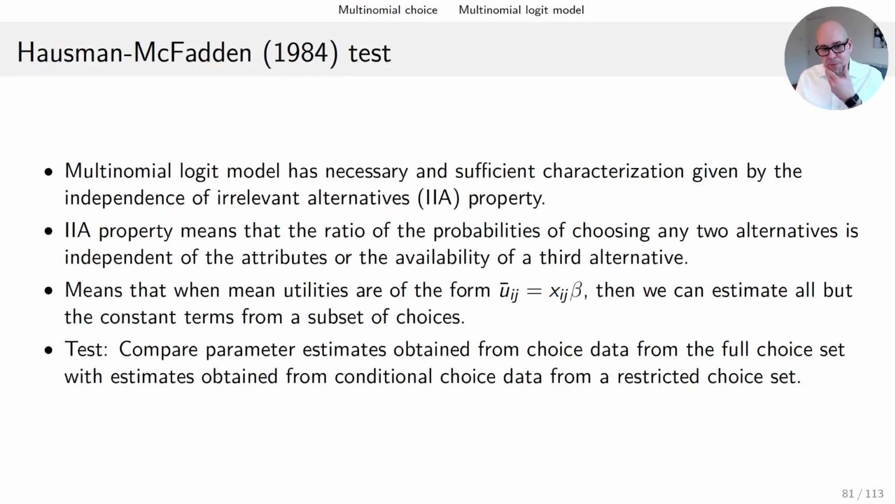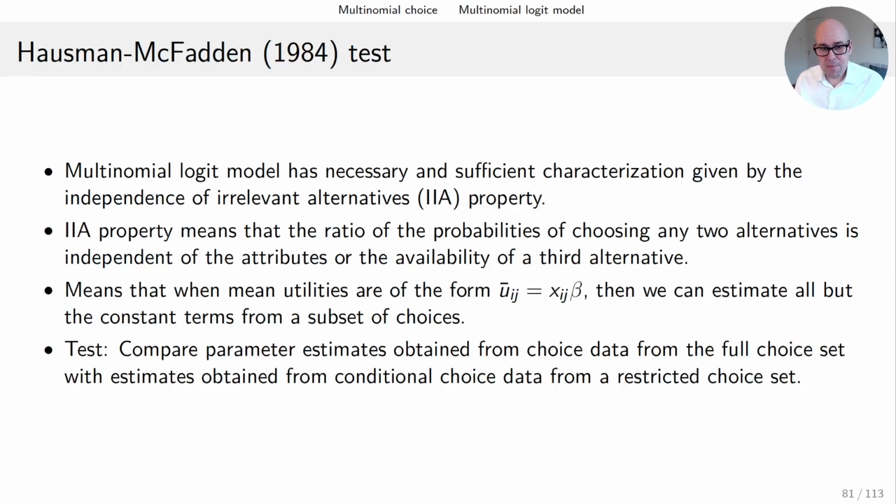And before we look into how this can be fixed, I want to look at the Hausman-McFadden test. So the Hausman-McFadden test was developed to find out whether the model is a good description of reality, and it's actually also insightful to just think it through in order to understand what this property of the model is that actually might be problematic.